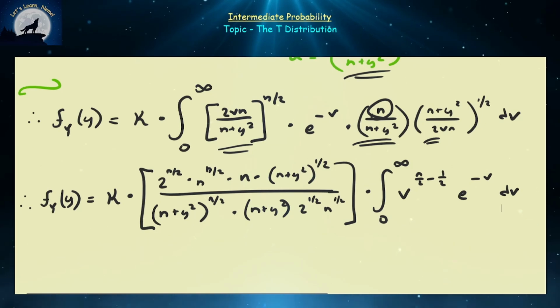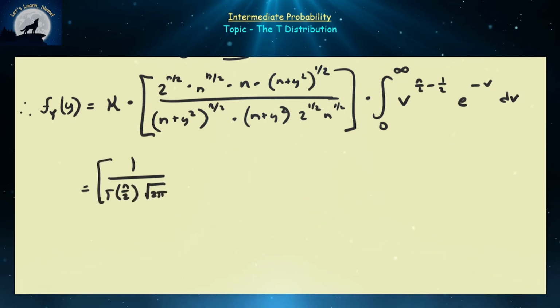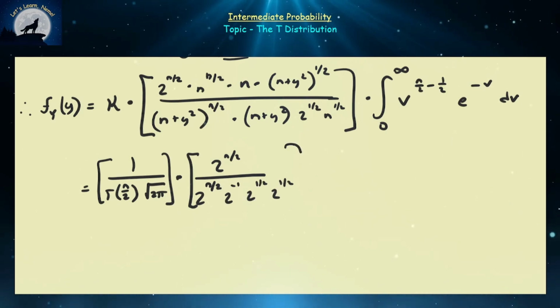So once we have that, then we can bring back our k from before, and we can write this as 1 all over gamma of n over 2 times the square root of 2 pi. That's not going to change. Let's group our 2 stuff together and our n stuff together. So our 2 stuff is as follows. We're going to have 2 to the n over 2 all over 2 to the n over 2 times 2 to the minus 1, 2 to the minus 1/2, and 2 to the minus 1/2.